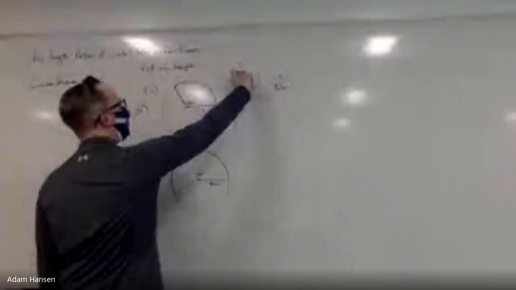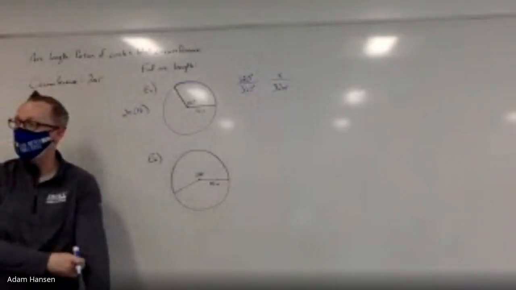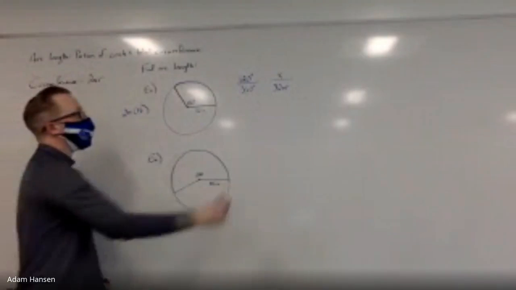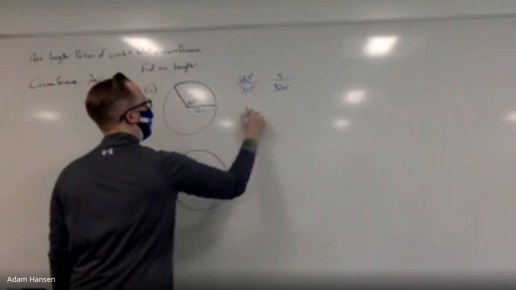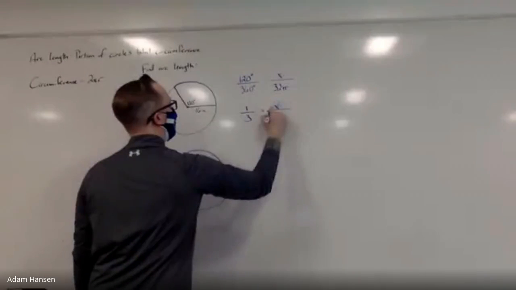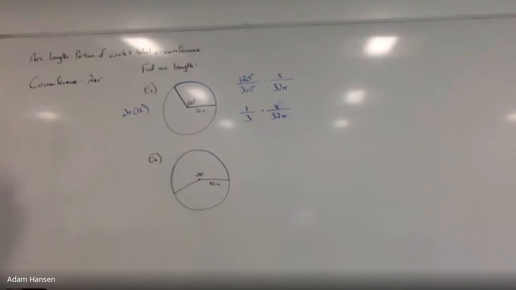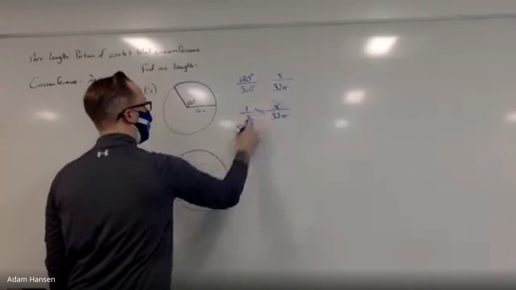What is 120 out of 360 reduced down to? Before I cross multiply, let's simplify. That's a lot easier to cross multiply now because I'm not multiplying by 360 or 120 anymore. So cross multiply. 1 times 32 pi and x times 3.